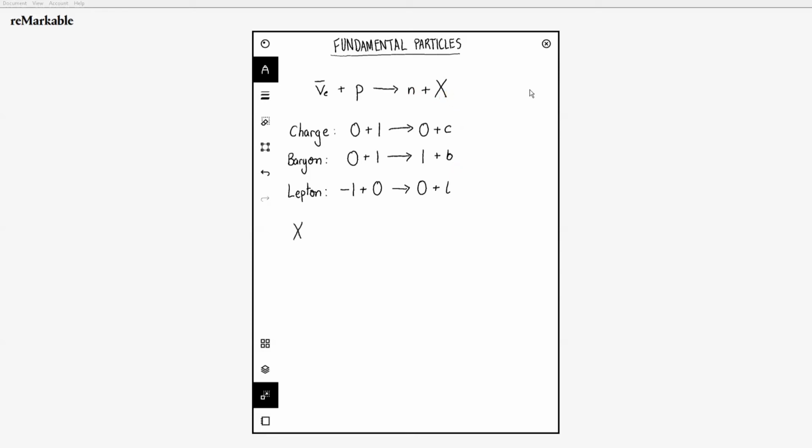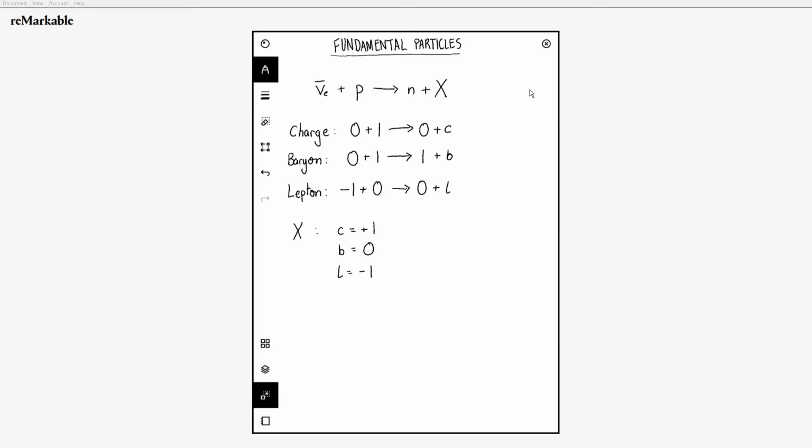So if we look at X then, its charge: there's a charge of 1 on this side. That's 0 plus something, and that has to be 1 to conserve the charge. So it has to have a charge of +1. For the baryon number, there's 1 on this side and there's already 1 on this side, so the baryon number just has to be 0. So we know it's not a baryon. And then lepton number, we've got -1 on this side and we've got 0 on this side at the moment, so our lepton number has to be -1.